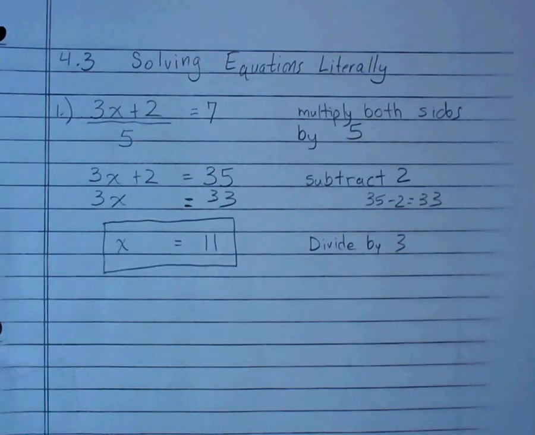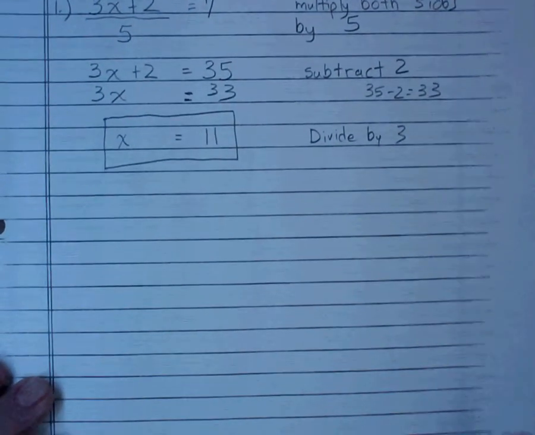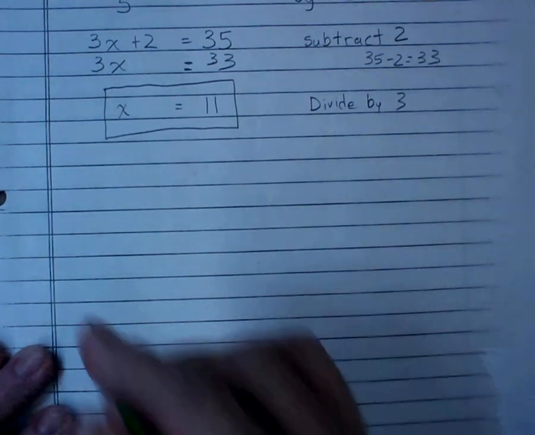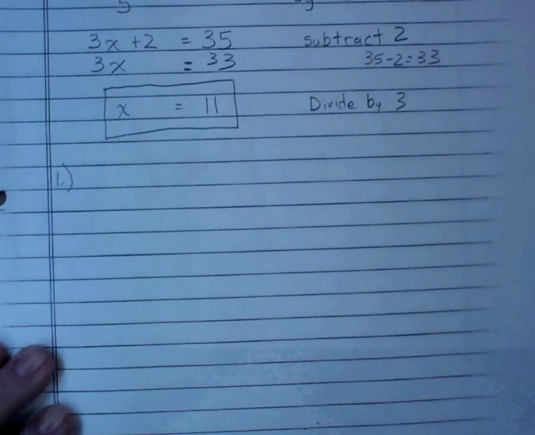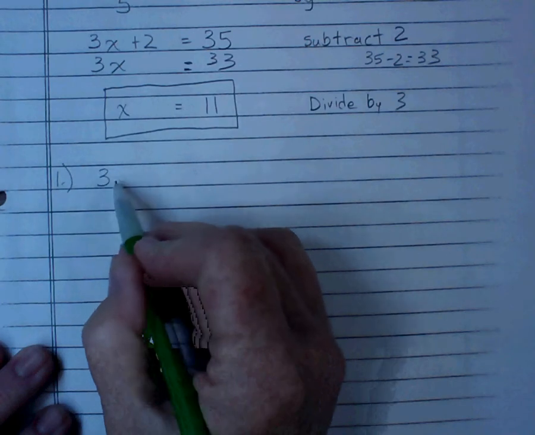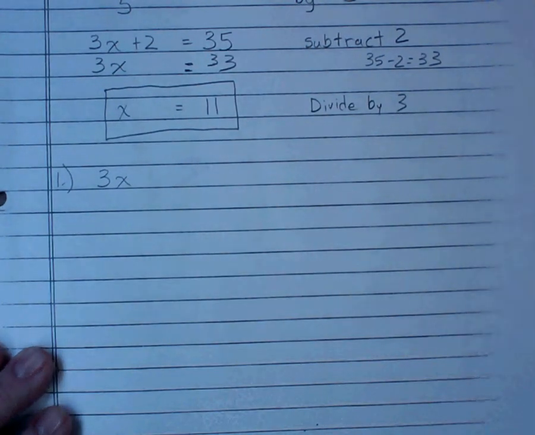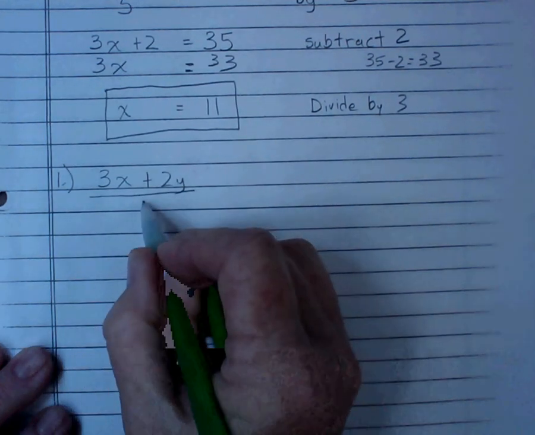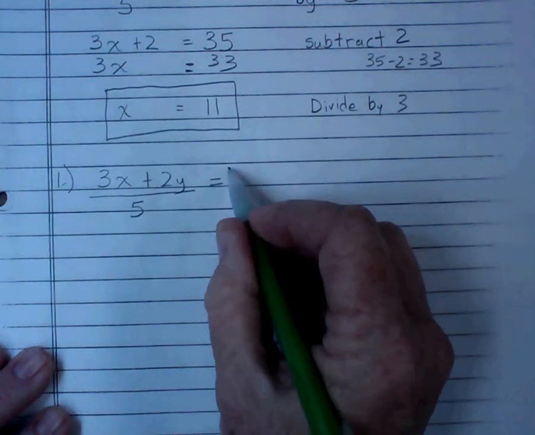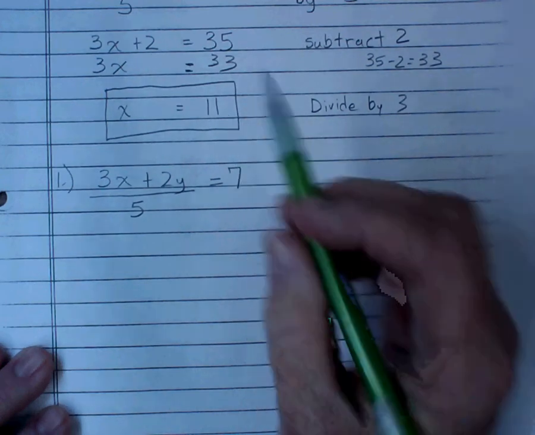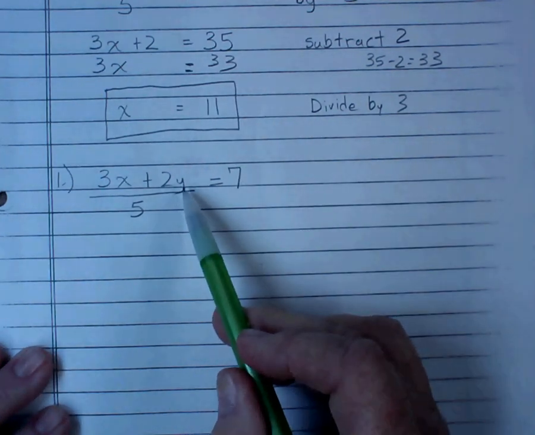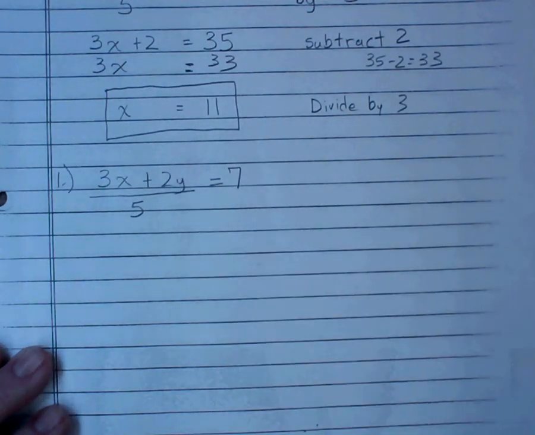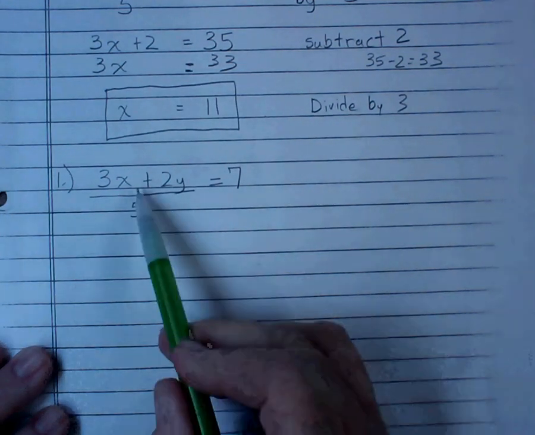Okay, great. Now let's see what happens when they throw that y in there. Okay, it's a different thing happening. 3x, let me double check, plus 2y all over 5 equals 7. So we're not going to get a number answer. We're going to have y in our answer because it's here and we don't know what number y is at this point. So solve for x.